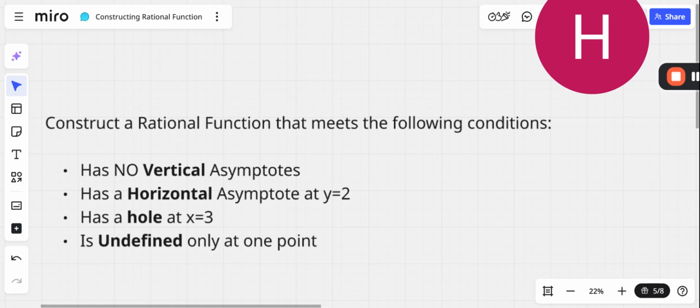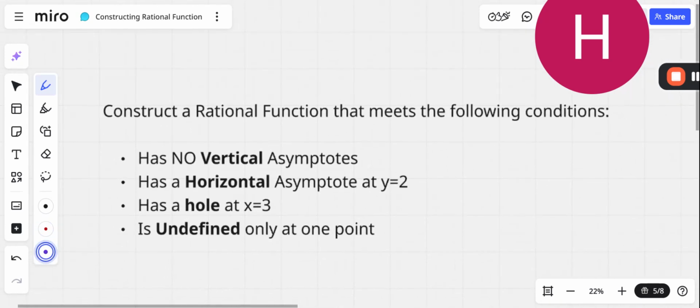This is about constructing a rational function. And this is really going to give us a chance to explore whether or not you understand some of the features of a rational function and how you can see those features in an equation, because we're going to have to create the equation. Okay? So the goal here is to construct a rational function that meets the following conditions.